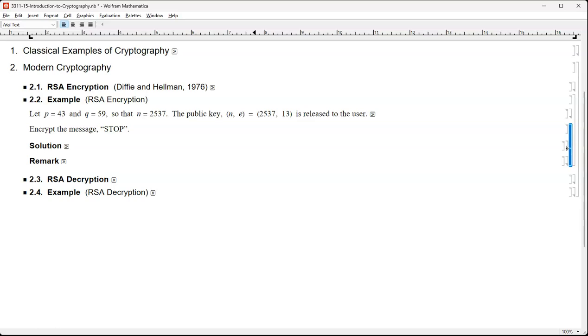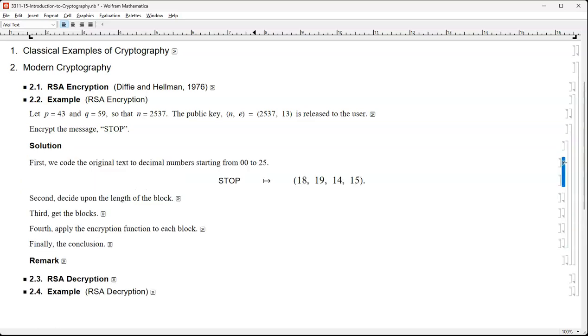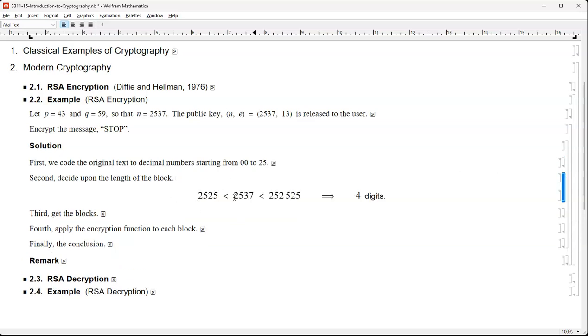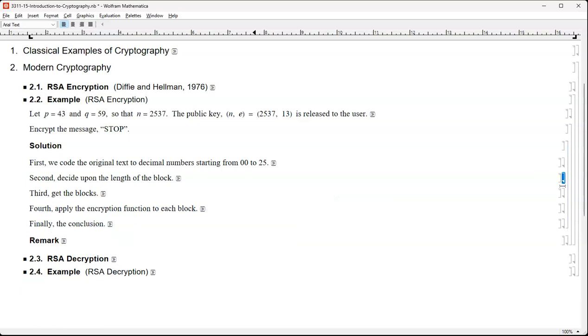And then what did we do? We used this encryption to encrypt STOP. So 18, 19, 14, 15, that's STOP. And then we decided upon the length of the block. The key point is 25, because that's the last letter of the alphabet. 25, 25, and then 25, 25, 25, kind of like that. Here, in between the 4-digit 25, 25 and the 6-digit 25, 25, 25, we use 4-digit. Don't ask me why.